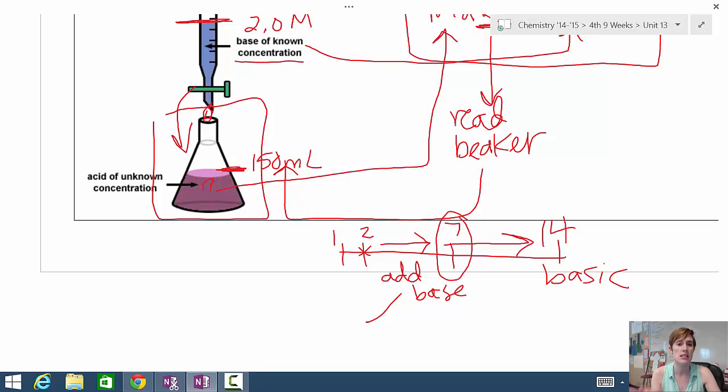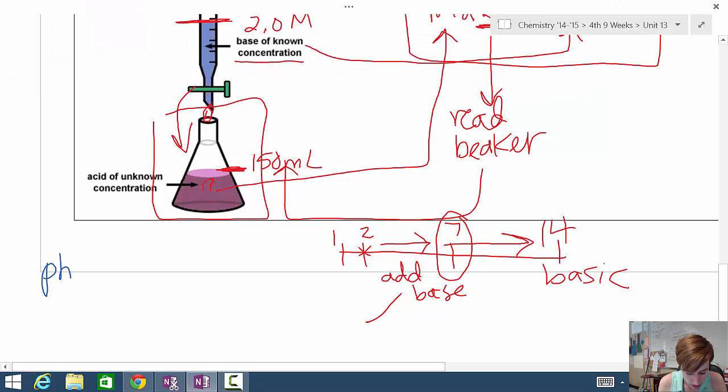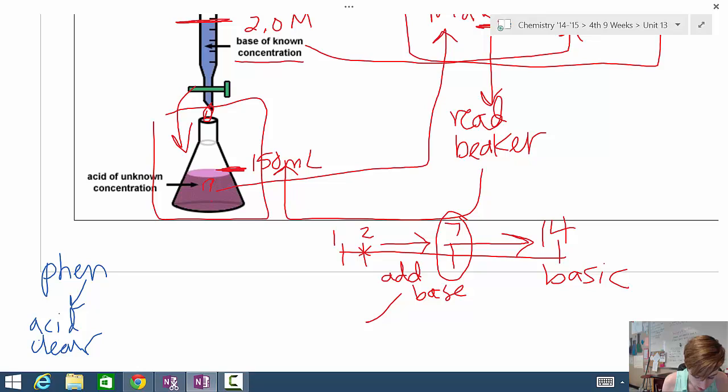So that's why we use an indicator. We're going to use an indicator known as phenolphthalein. Phenolphthalein, I'm going to write it like this, Phen. Let's just call him Phen for short. It'll be our little nickname for phenolphthalein. Phenolphthalein inside of an acid is clear. Okay, so when we put phenolphthalein in this acid, it'll be totally clear.